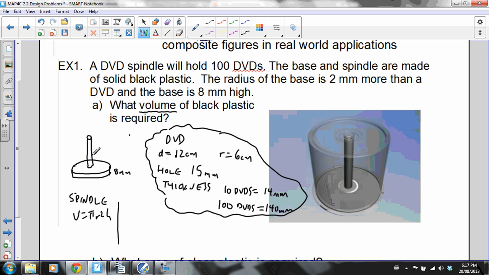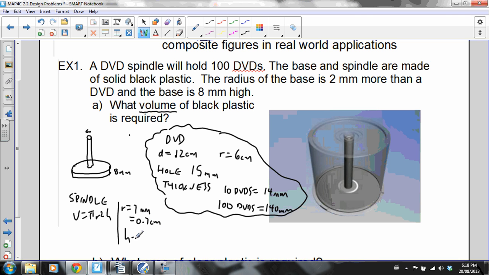The radius of the spindle, well, the hole is 15 millimeters. Now notice we don't want the radius to be half that, because the DVDs won't fit on there very nicely. So we're going to go a little bit less than that. The radius is not 7.5 millimeters, but 7. And notice that also saves us a little bit of material too. I'm going to actually change that to centimeters. Some of my dimensions are in centimeters already.